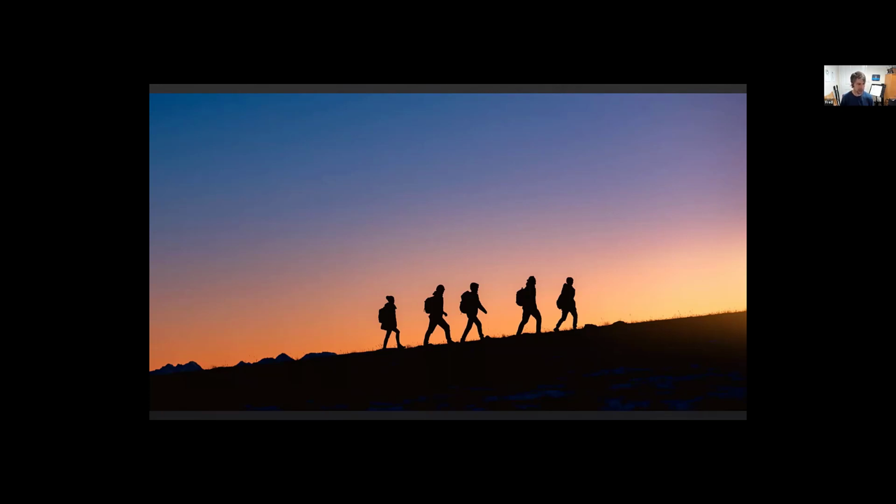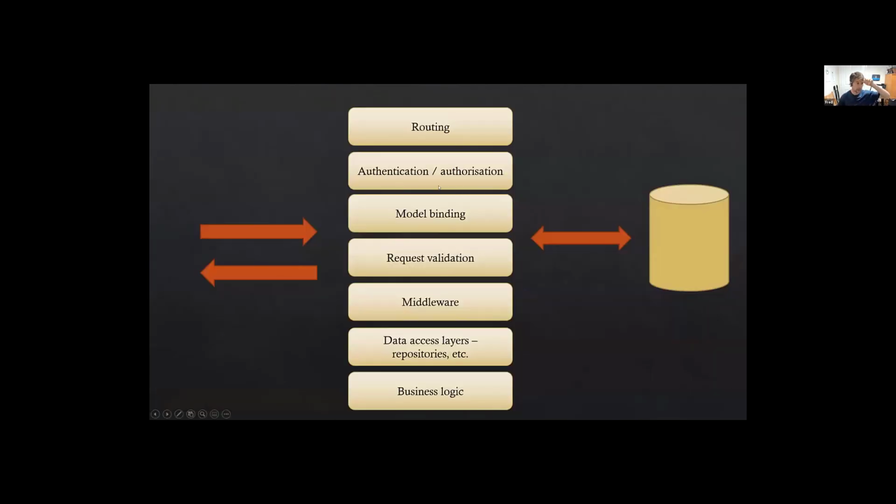Especially for web APIs, I would recommend favoring integration tests over unit tests, because it will save you a lot of time. Picture a request going in and a response going out, and this is just touching the surface of what happens. With a web API, you've got to deal with routing, authentication, authorization, binding and validation, and middleware. You might have a bunch of your own middleware classes, data access layers, you might use the repository pattern, an ORM like Entity Framework or Dapper, and business logic.